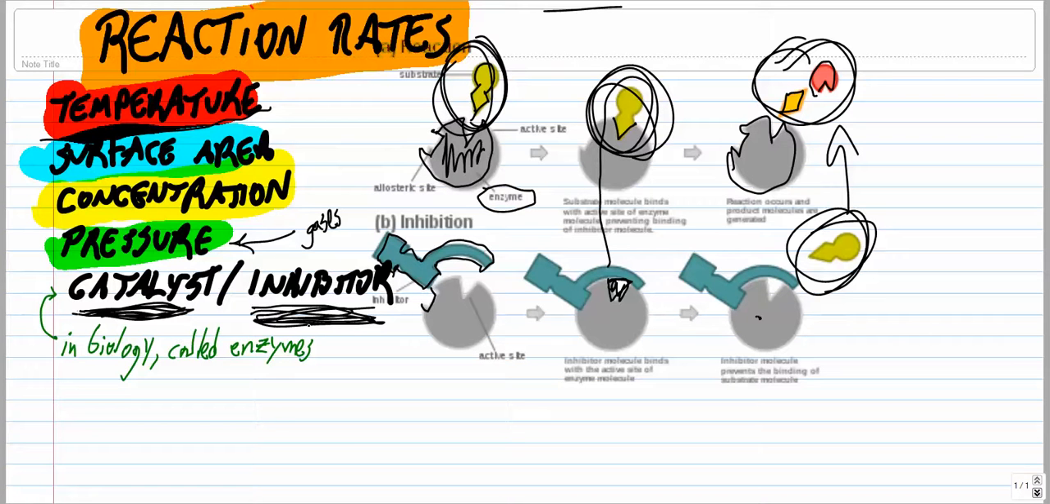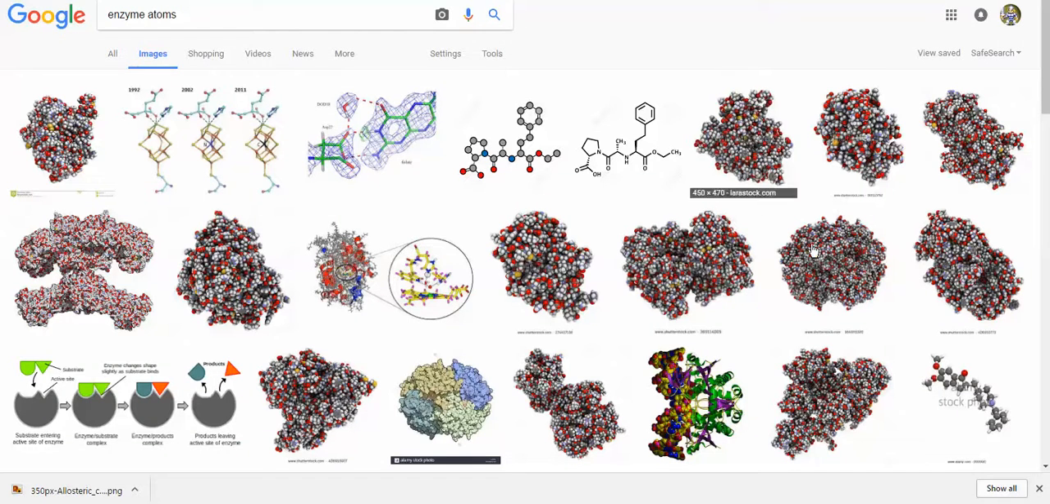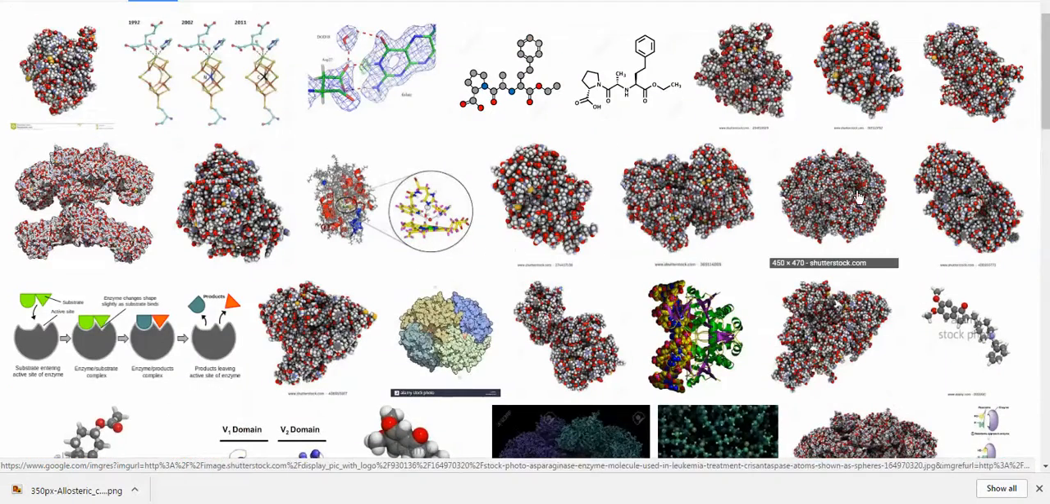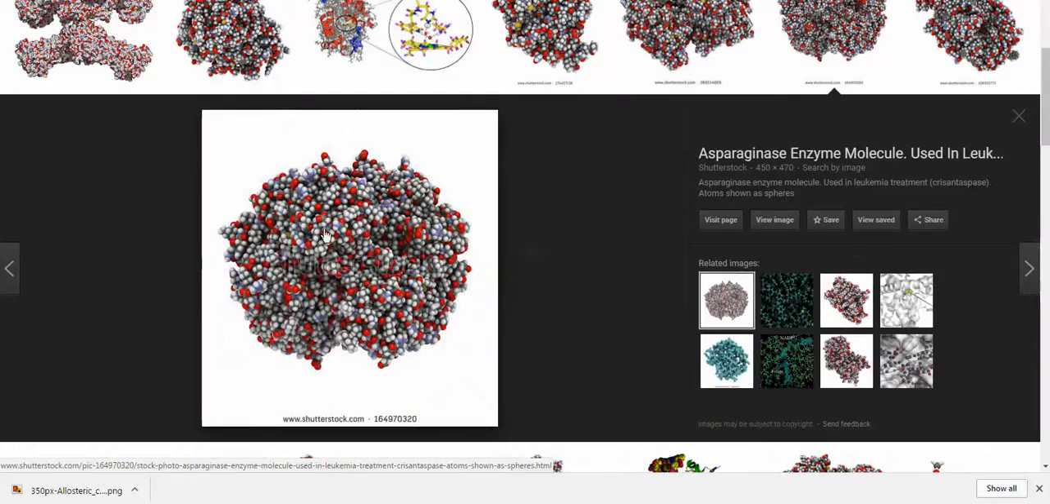And since I'm under 10 minutes, let me see if I can Google a picture of some different catalysts and show you how crazy they are. I just Googled enzyme atoms. Take a look at these things. These things are bananas. Let me click on one of these. How about this one? Imagine trying to count all these atoms. It says it's an asparaginase enzyme molecule used in, I'm guessing, leukemia chemotherapy or something. But anyway, that's how complex enzymes are in biology. It's pretty bananas. Anyway, there's my video on reaction rates.